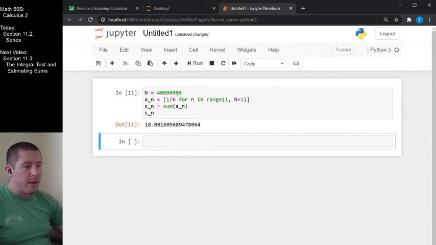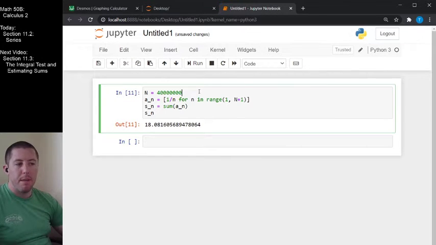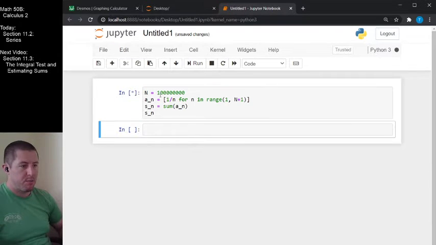Okay, so where are we even at right now? There's hundreds, thousands, so we're at 40 million. By summing the first 40 million terms, we got out to 18.08. That's 40 million terms. Let's just change this to 100 million terms right there.